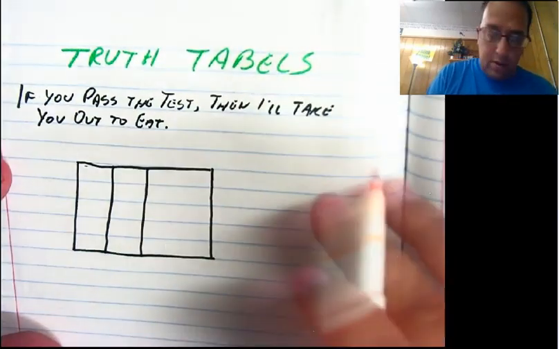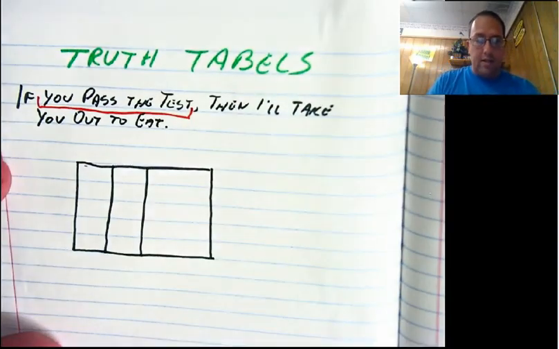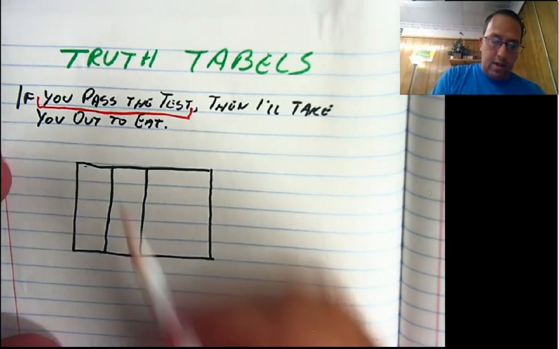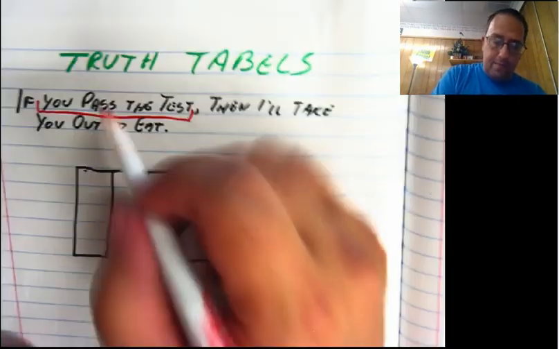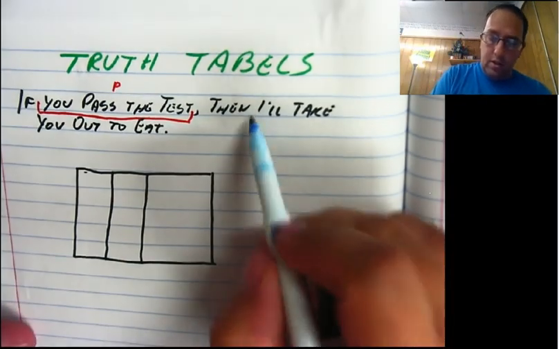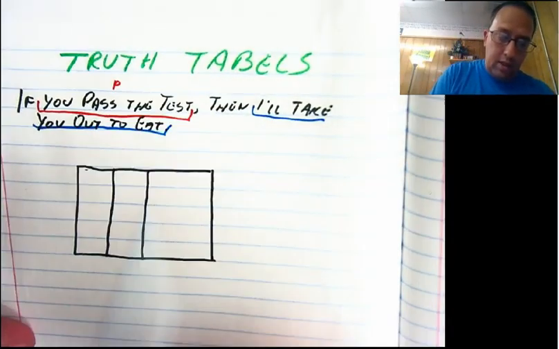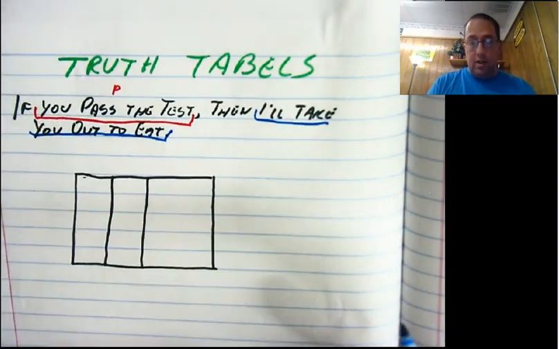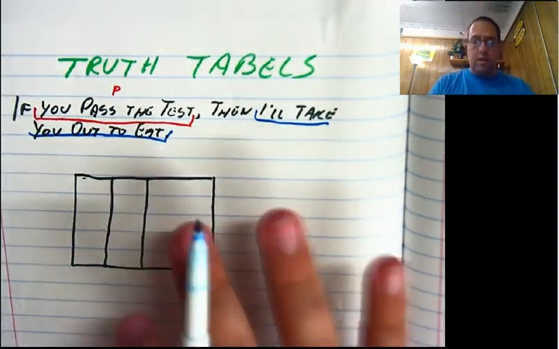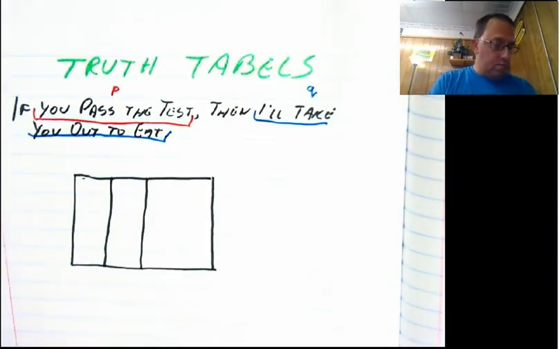What did I use for that? Right. You pass the test. That is the hypothesis. That is P. The conclusion is then I'll take you out to eat. The conclusion is just, I'll take you out to eat. Not the then, just that. So that is Q.